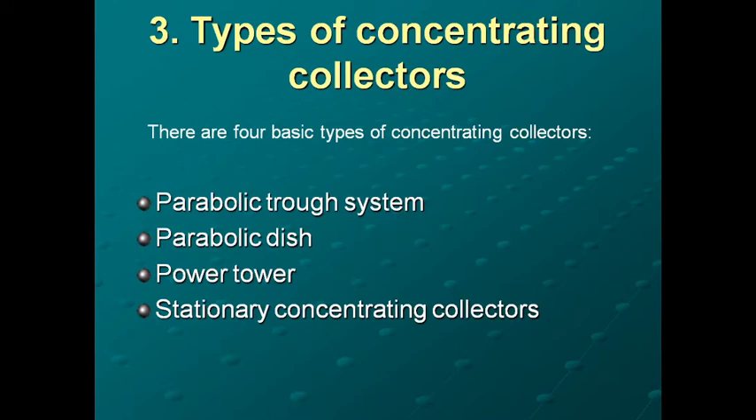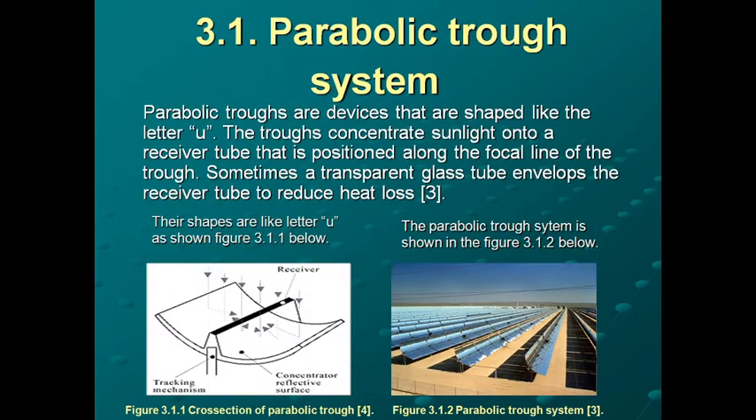See, these are the types of concentrating collectors. There are basically four types of concentrating collector. That is parabolic trough systems, parabolic dish, power tower, and stationary concentrating collectors. Parabolic trough systems: here we can observe the parts of parabolic systems. One is the receiver, reflective surface, and tracking system. Their industrial purpose we can also see in the picture 3.